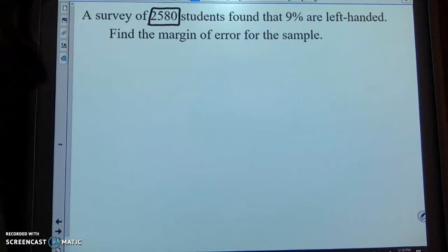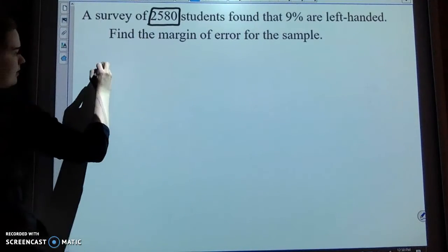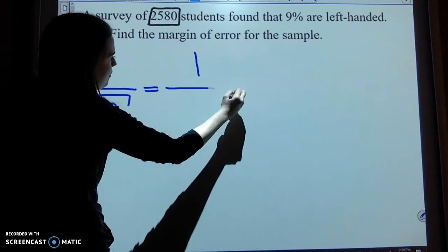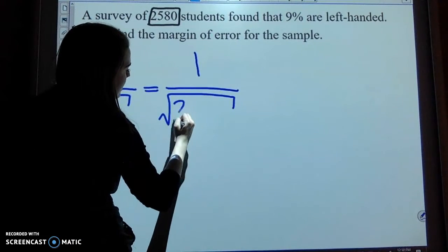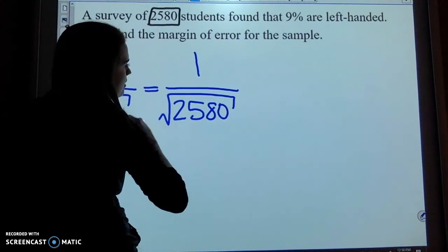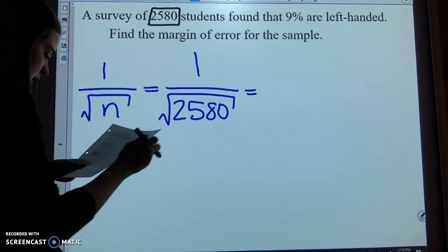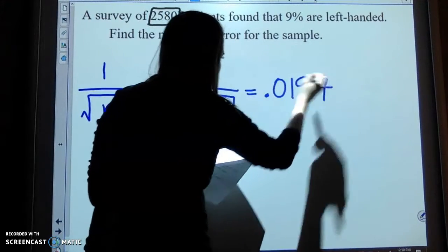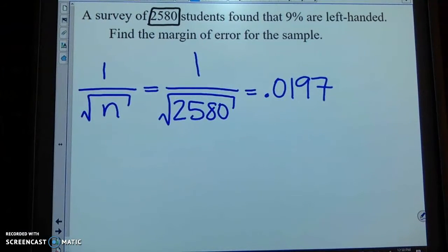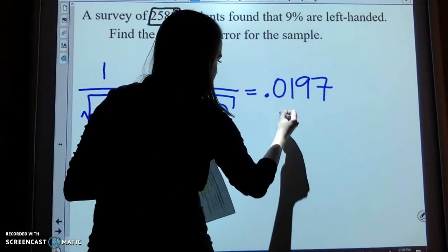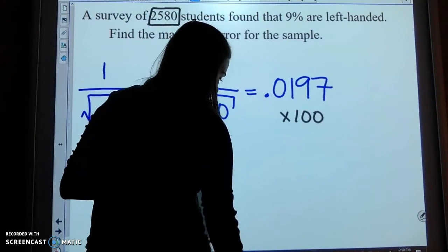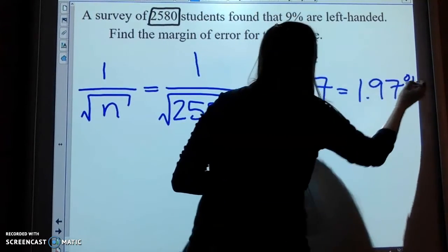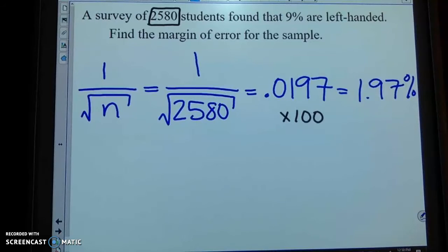So we go back to our handy-dandy equation, 1 over the square root of n. And we get 1 over the square root of 2,580, which comes out to be approximately 0.0197. But this is not a percent, so the last thing we do is multiply by 100, which gives us 1.97%.